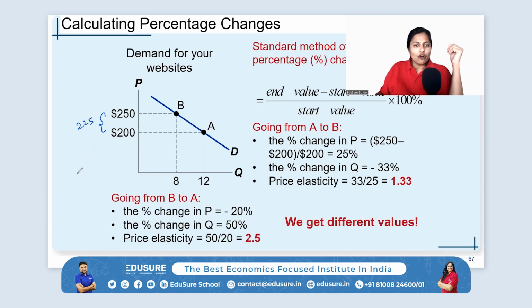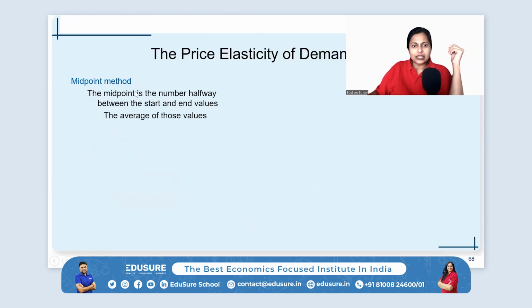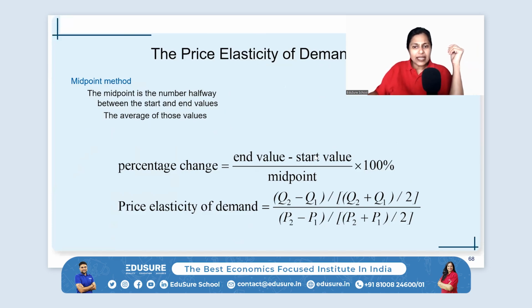So the formula of elasticity that we are going to use is the midpoint formula, which says you take the end value minus start value. Like I said, it doesn't matter which one you take as end value and start value because it will just be a difference of minus sign. So it will be either a positive or a negative number. So you take either of the value as end value, either of the value as start value. And instead of dividing by the start value, we divide it by the midpoint. And the midpoint is (Q1 + Q2)/2 for quantities, (P1 + P2)/2 for prices. So what's the formula for elasticity?